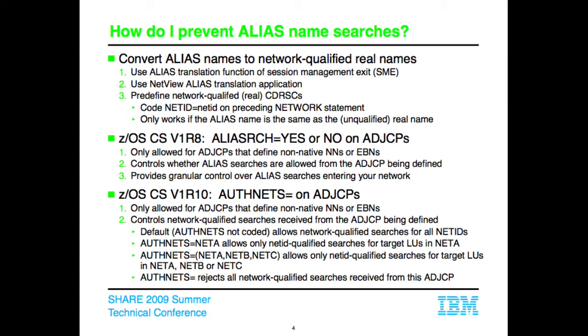Other nodes that you don't trust, for example, adjacent customers who have not tuned their network well, you may want to code alias search equals no on the definitions for their adjacent nodes so that they are required to send in fully qualified searches rather than alias name searches.